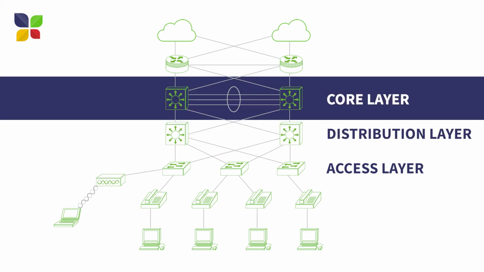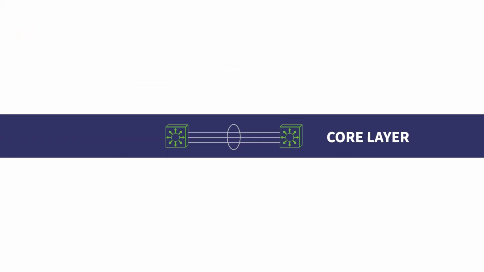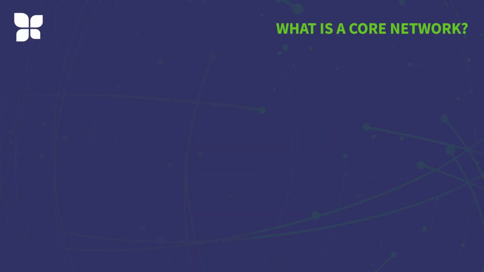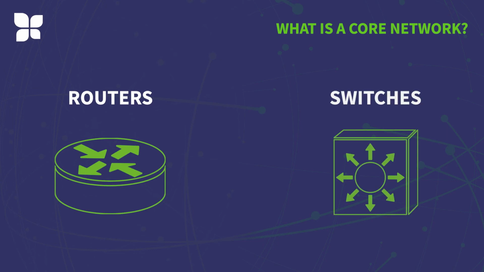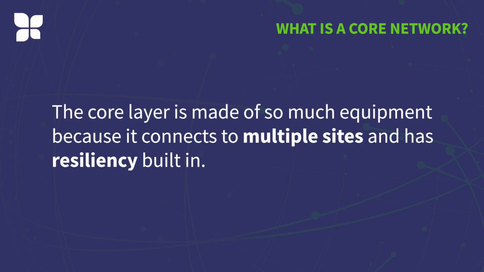The core layer then provides a path for the information transfer between various subnetworks. It normally consists of powerful routers, switches capable of forwarding large amounts of data quickly, and high-speed links. The core layer is made of so much equipment because it connects to multiple sites and has resiliency built in.